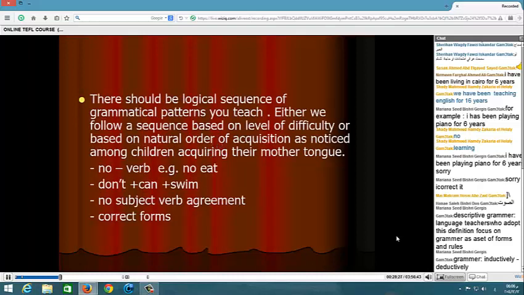There should be a logical sequence of grammar: how to begin teaching grammar and how to develop, how to move forward in teaching grammar. Should we begin with the simplest level of grammatical rules, or should we begin with what's common, what's used more in our process of communication? That's again to say, should we depend on the linguistic level of the grammatical rules to choose from, or should we depend on the communicative level?